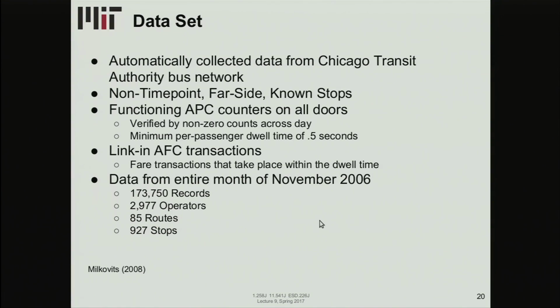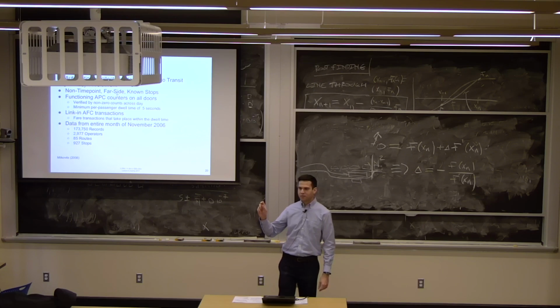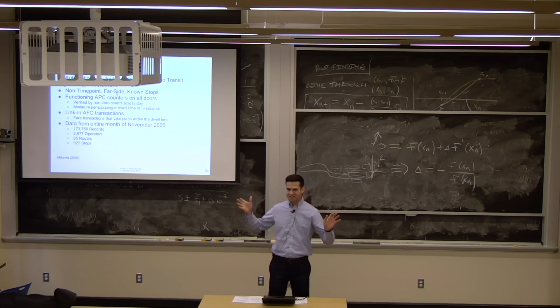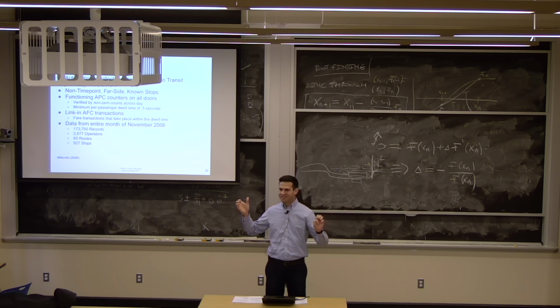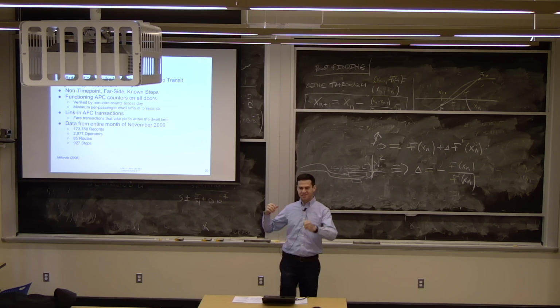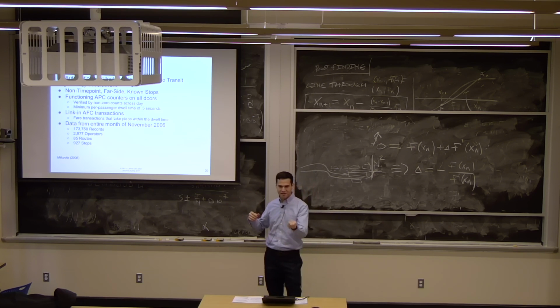And yeah, so data from the CTA in Chicago, they didn't consider timing points, because at timing points buses can be held, so that could be erroneously included as dwell time, so that was thrown out. Only far side stops. So what's the difference between a near side stop and a far side stop? First stop is after the intersection. Right, after signals. So far side stops are after signals.